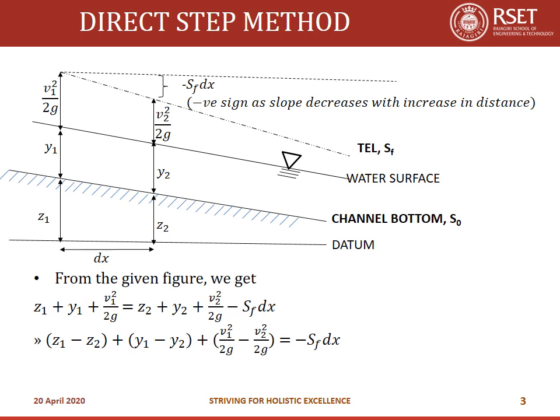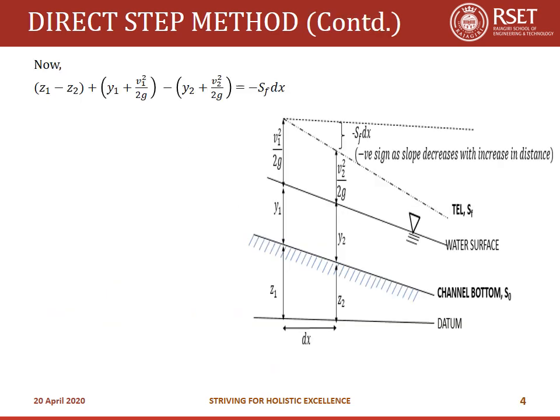Now I'm going to rearrange this equation a little bit. z1 minus z2 remains as it is, but the other terms I'm going to rearrange as y1 plus v1 squared by 2g minus y2 plus v2 squared by 2g. Now you know the expression y plus v squared by 2g is specific energy. y1 plus v1 squared by 2g will be E1 and y2 plus v2 squared by 2g is E2. So that's my intention in clubbing them together like this. This equation that we have got, I will write as z1 minus z2 plus E1 minus E2 is equal to minus Sf into dx.